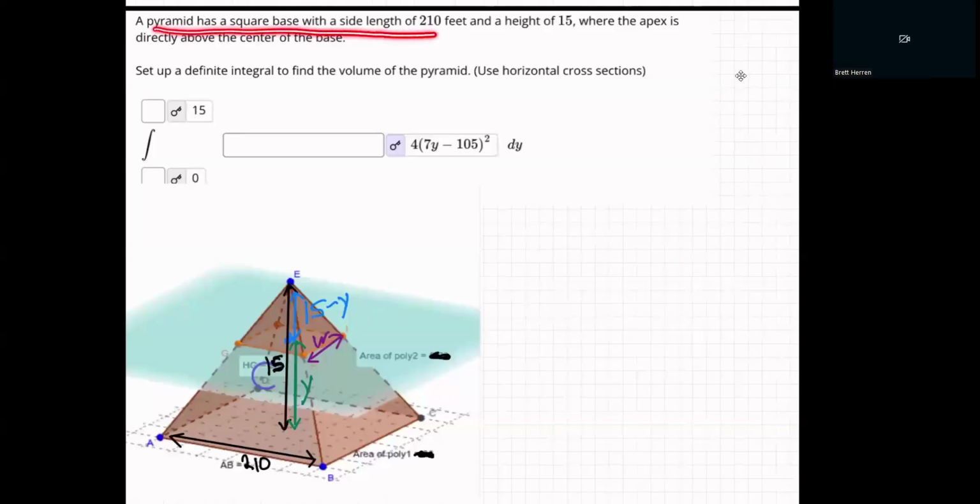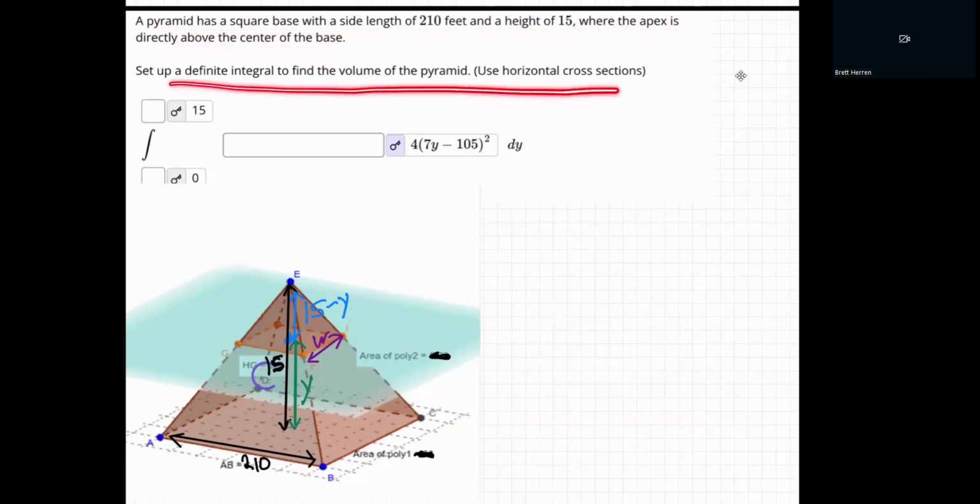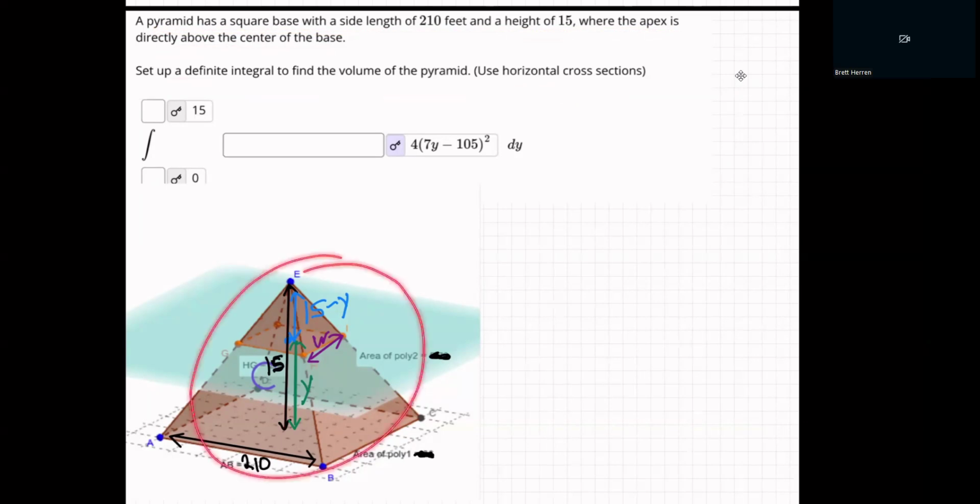A pyramid has a square base with a side length of 210 feet and a height of 15, where the apex is directly above the center of the base. Set up a definite integral to find the volume of the pyramid. Use horizontal cross sections.